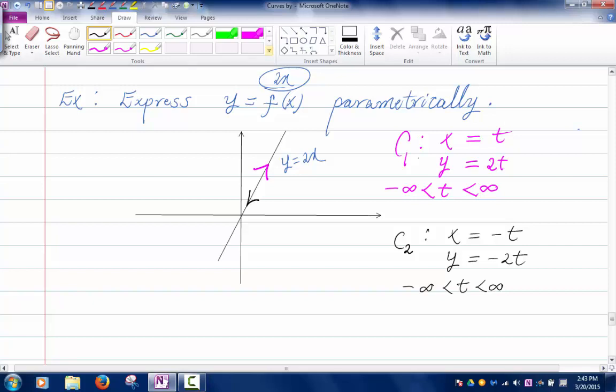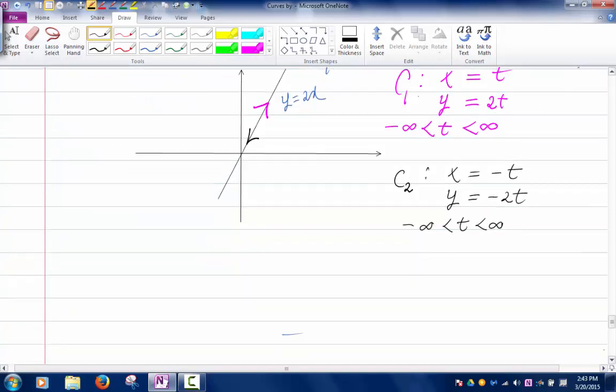Okay, someone else give me another parametrization. 2t and 4t, very good. So let me call that C3. X is 2t, y is 4t, and again, t would be where? Negative infinity to positive infinity, right? What's the difference now? Well, it's just that it is a little bit faster moving object, right?